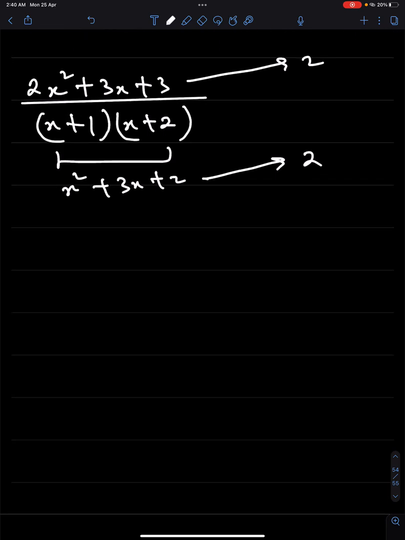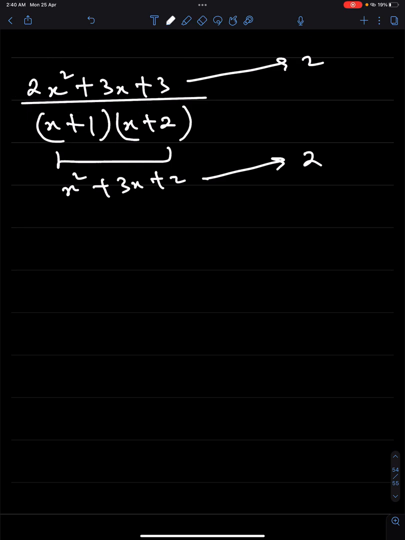By the way, the degree of a polynomial is simply the highest power in that polynomial. So the highest power in this polynomial is 2. That means this polynomial is of degree 2. And the highest power in this polynomial is also 2. That means this polynomial is also a polynomial of degree 2.